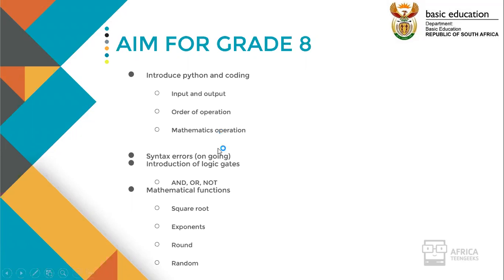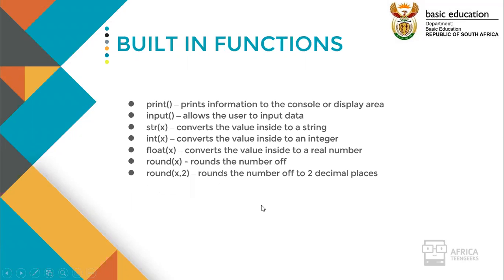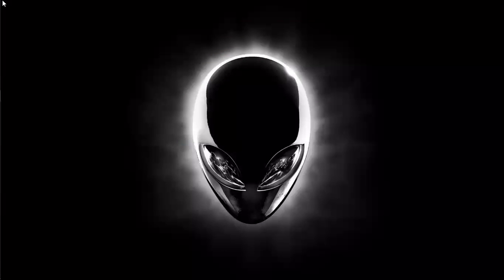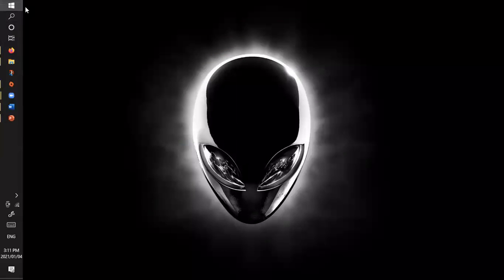Then we come to the introduction of logic gates, which is our and, or, not, and our mathematical functions, which is square root, exponent, round, and random. Now, the built-in functions in Python that we are going to firstly start off with is the print function. The print function prints out information to the console or display area. Now, what does this mean? It means that when we finally decide, okay, we're going to open up Python. Let me just open up Python for us.